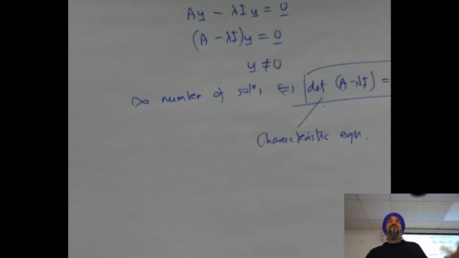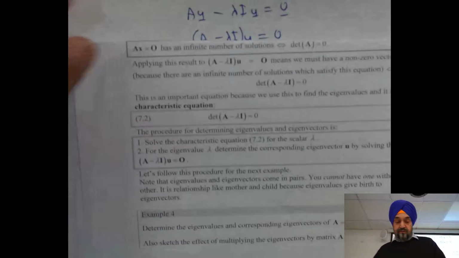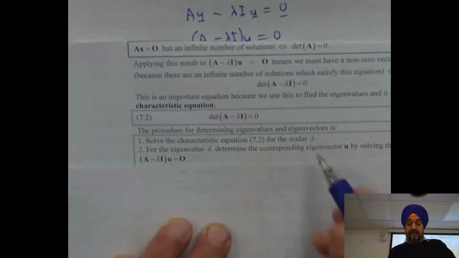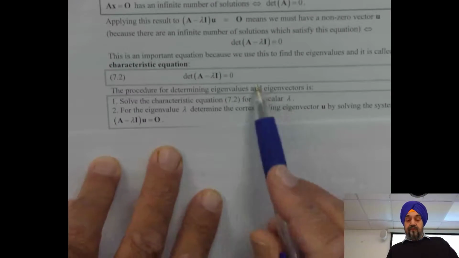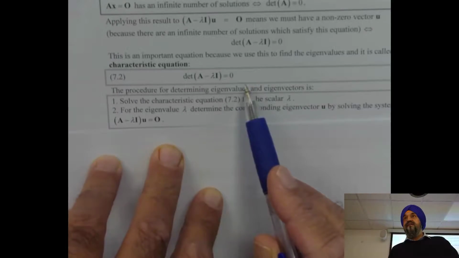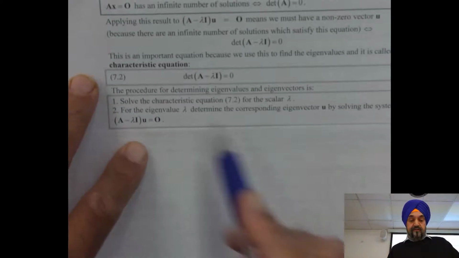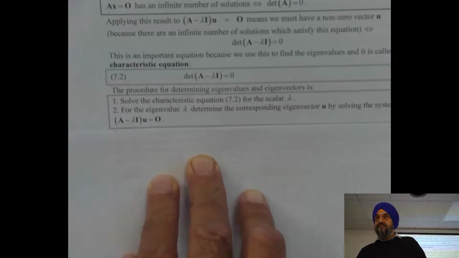Now, there are two things you need to do to solve this for eigenvectors. You need to solve that equation for lambda. Find lambda, equate to 0. Now remember, the determinant is a value, isn't it? It's a scalar. That's why you haven't got it underlined. And then you find the corresponding eigenvector by substituting lambda into this.